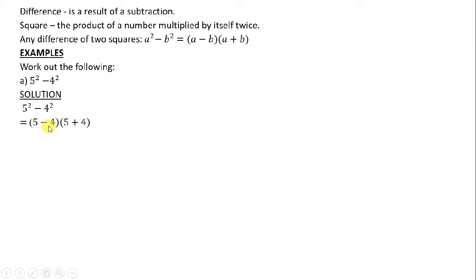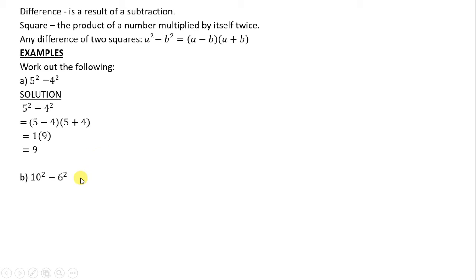So open your brackets, 5 minus 4, close your brackets. Open your brackets, 5 plus 4, close your brackets. When we subtract 5 minus 4, we'll get a 1. 5 plus 4 will give us a 9. So our answer will be equal to 9.